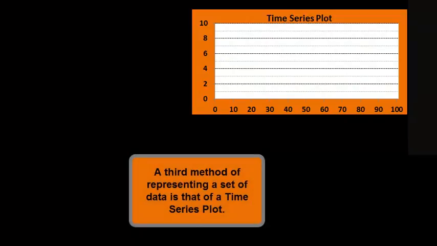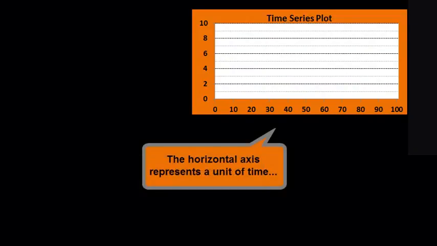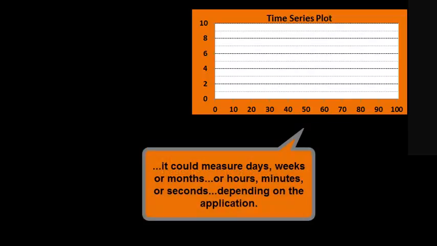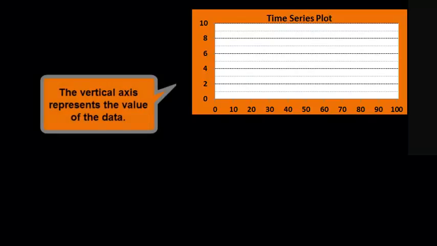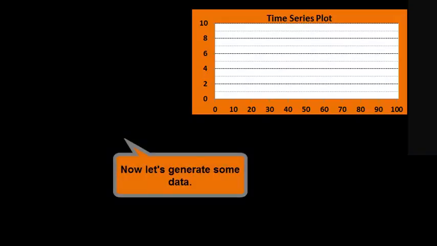A third method of representing a set of data is that of a time series plot. The horizontal axis represents a unit of time. It could measure days, weeks, or months, or hours, minutes, or seconds, depending on the application. The vertical axis represents the value of the data. Now let's generate some data.